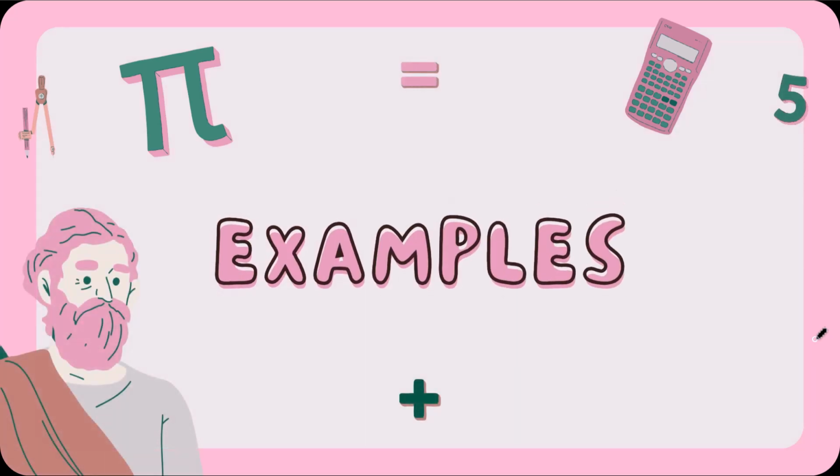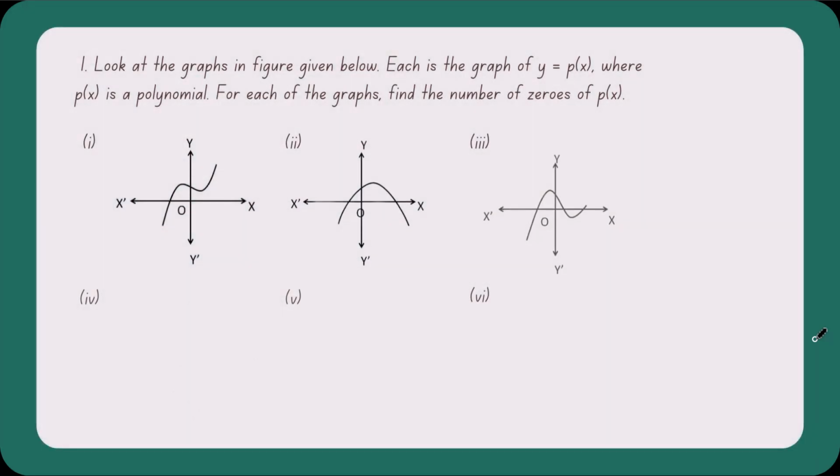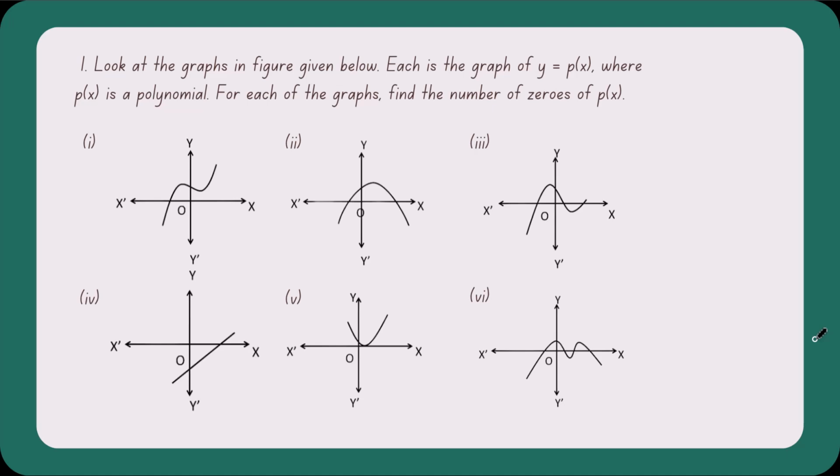Let's start with examples, followed by some important, special questions. So, examples: we have textbook examples. These were the questions. We have to look into the figure and find the number of zeros. This question is pretty direct, right? Here, how many times is it touching the x-axis? 1 time, so 1 zero, right?